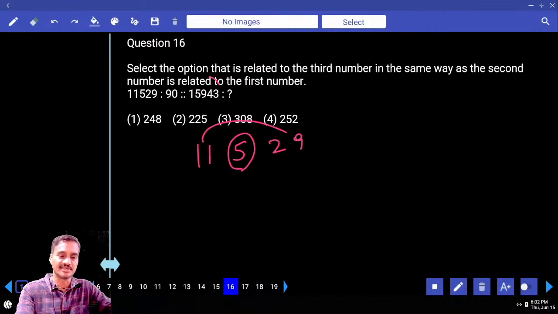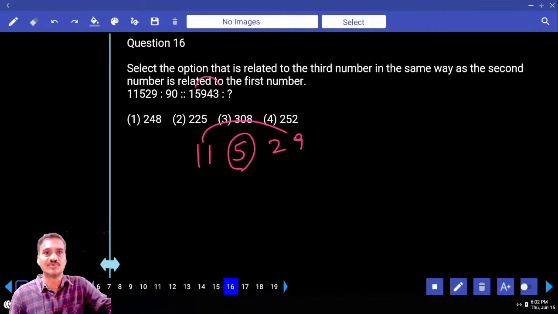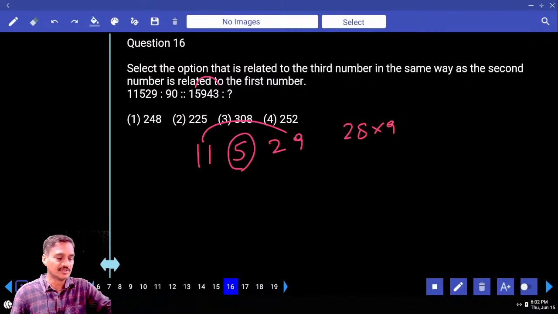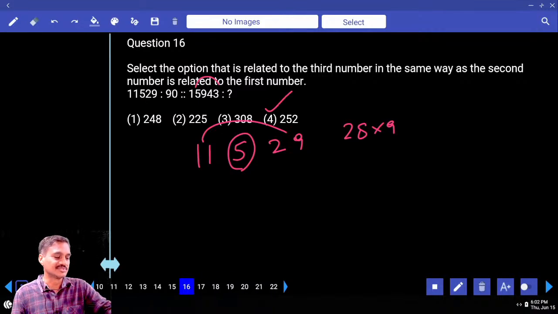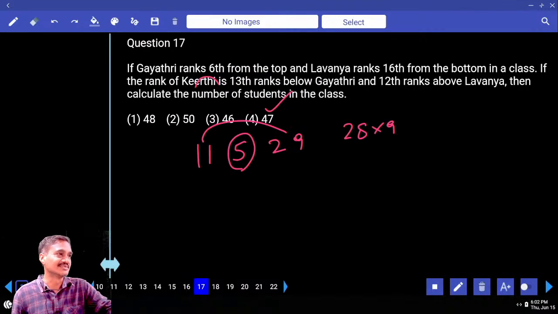And similarly here again 43 minus 15, 43 minus 28. Now 28 into 9, 28 into 9 is 252, choice 4. Good. Then the 16th one. Then coming to 17.